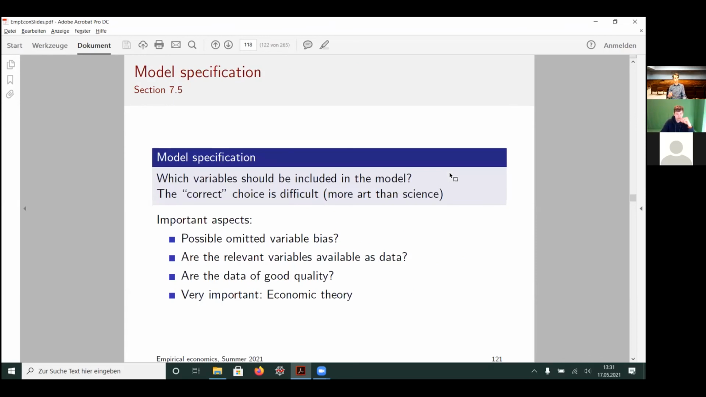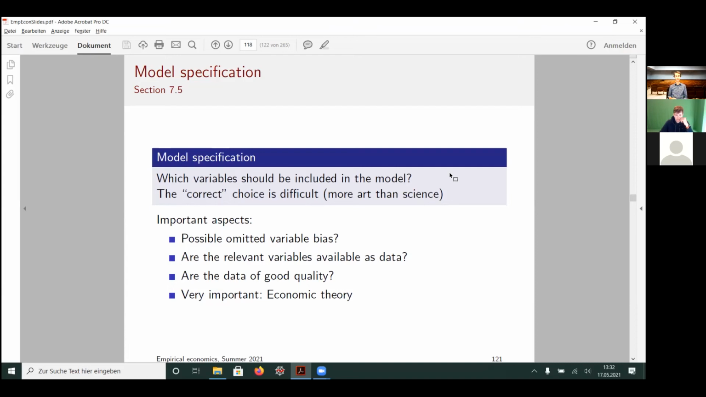All right, so we talked a lot about including additional variables into our model. But of course, the question is, which model is the correct one? So which variables should actually be included in our model? And that's the question of model specification. And the answer, which model is the correct one, is actually quite difficult to give, because the correct choice is not really defined. And many people say that model specification is more an art than a science.